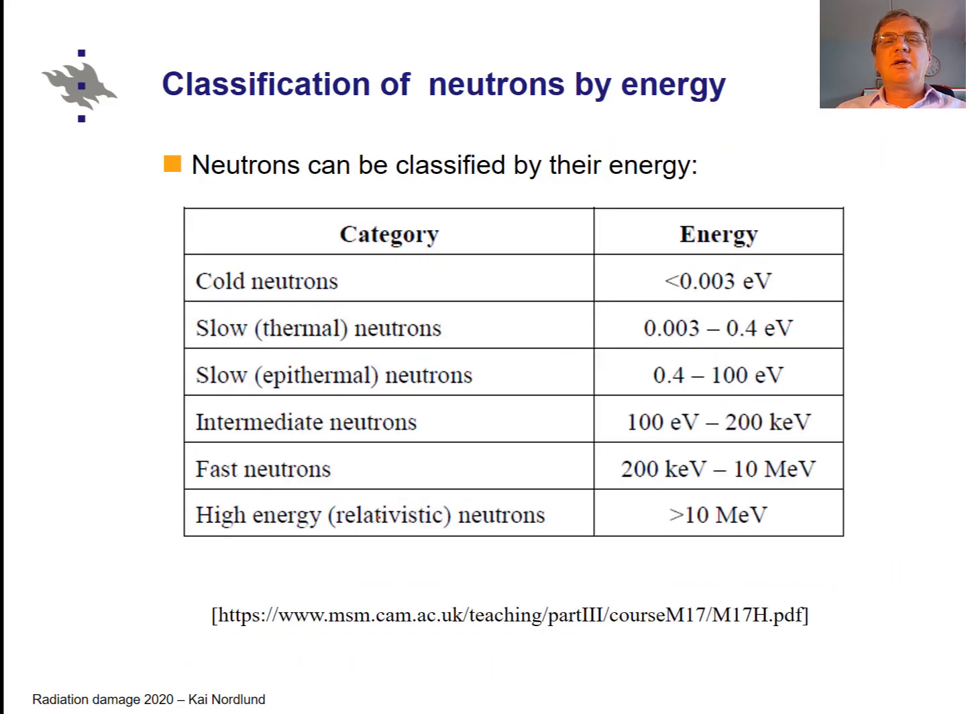For neutrons, there is a classification of their energy. I won't read this out aloud, but you can see that there is a classification of how neutrons of different energies are called different things. And for radiation damage, most of the concerns are about the fast and very fast neutrons with keV or MeV energies.